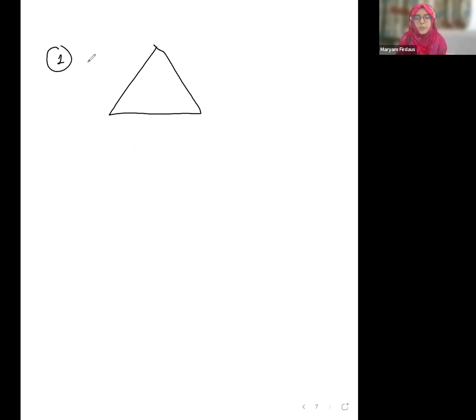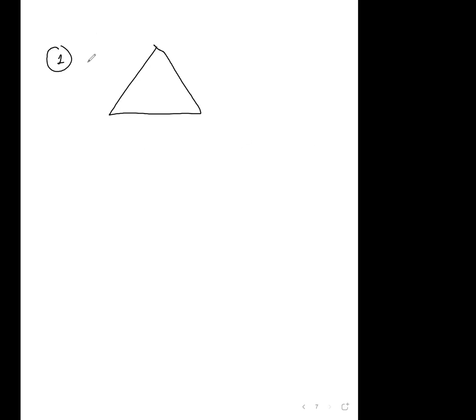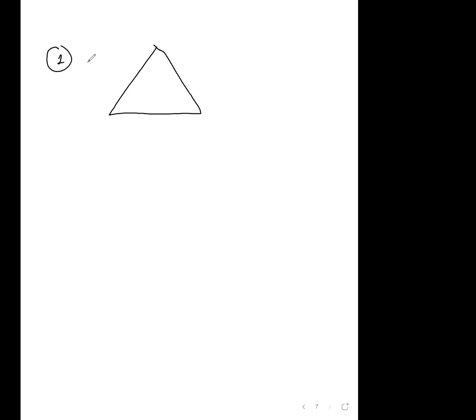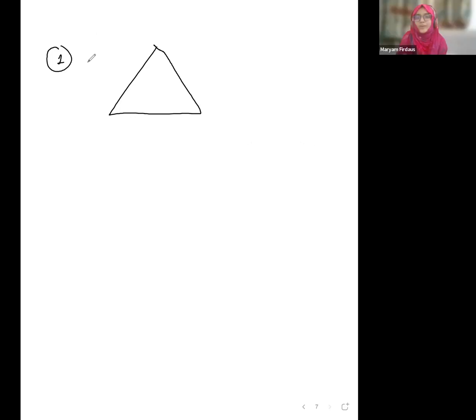Next one, can you have a triangle with all three angles equal to 60? Yes. For example? 60 plus 60. No, sorry. Equilateral triangle. Very good. The last one. Can you have a triangle with all three angles less than 60?